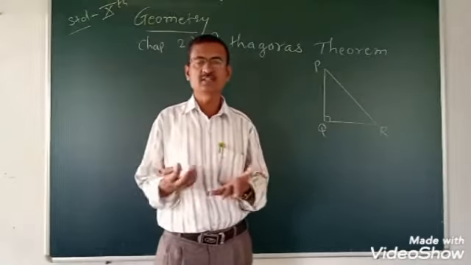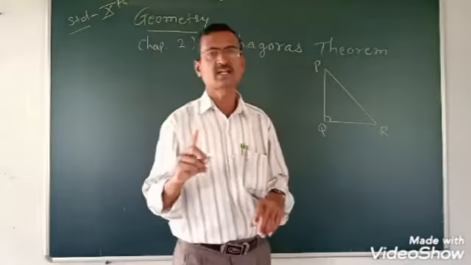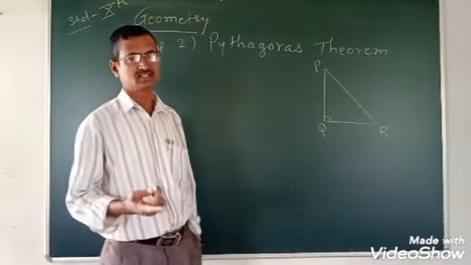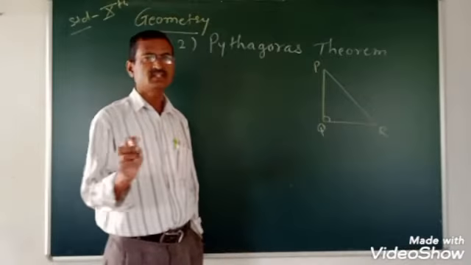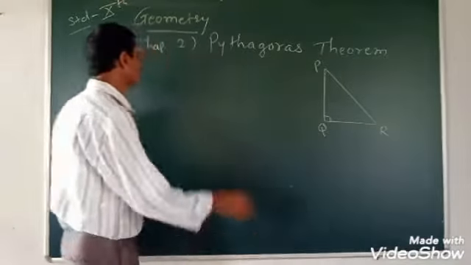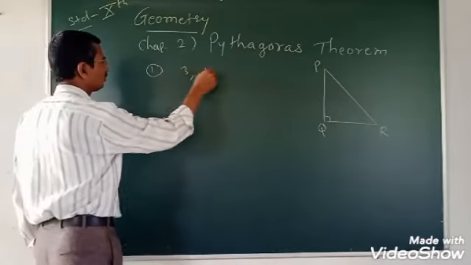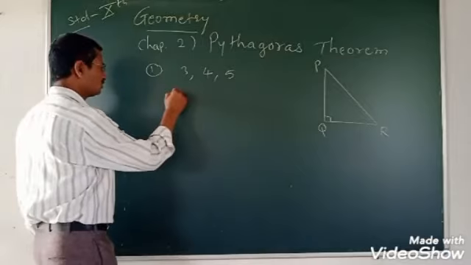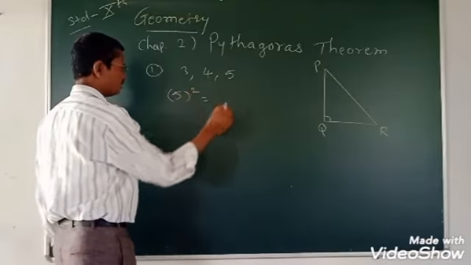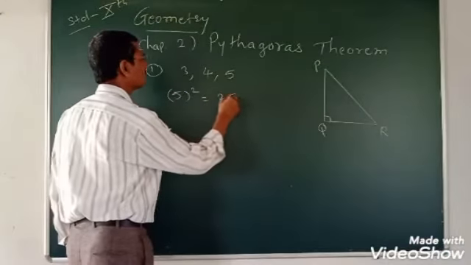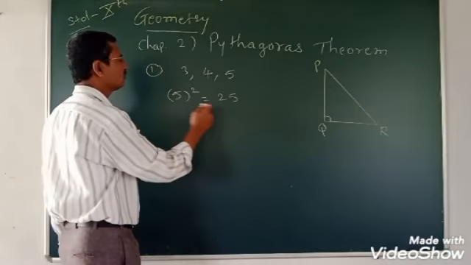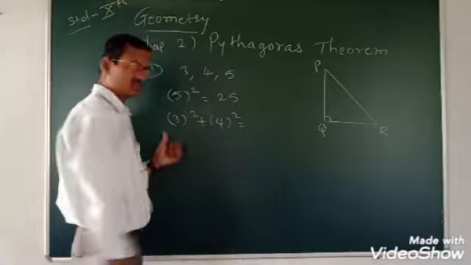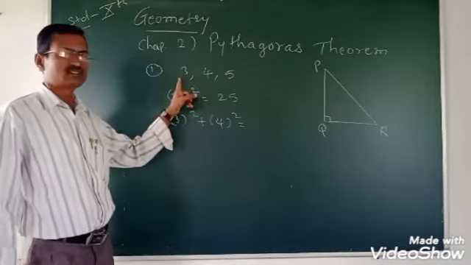What does Pythagorean triplet mean? If the square of the longest side is equal to the sum of the square of the remaining two sides, those numbers are called Pythagorean triplets. Suppose we take the example 3, 4 and 5. They are a Pythagorean triplet because the square of the biggest number, 5, is 25, and we compare it with the sum of the squares of the two remaining sides, 3 and 4.